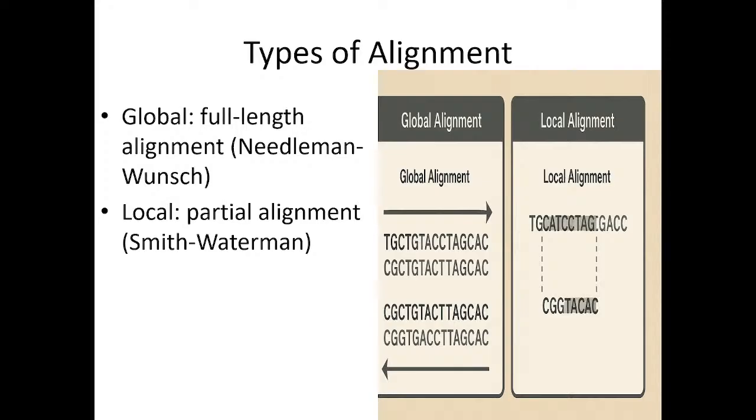And there are basically two types of alignment. The first one is called global, the second one is called local. Global means there is a full-length alignment, when the alignment covers very long sequences. And if it is only a partial alignment, if it is aligning partially, it is called local.